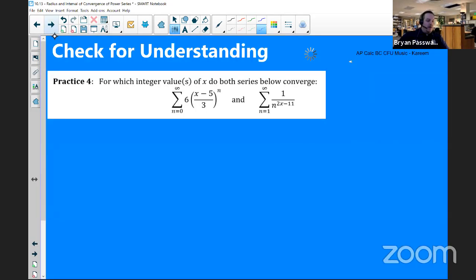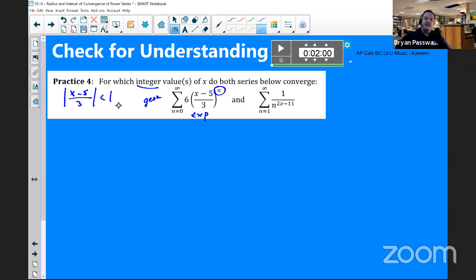A couple of other ones that we're not going to look at, but I want to point out to you, are connecting some of our ideas together. For which integer values, that's a key, do both of these series converge? Well, what do you notice about this problem? Looking at the first one, notice the n. Remember I said the first step on a series is find n. In the first series, n is an exponent, and if n is an exponent, that means the problem is geometric. And if it's geometric, we know that the r value, which is this, needs to be less than 1. And we could solve this and find the interval of convergence.